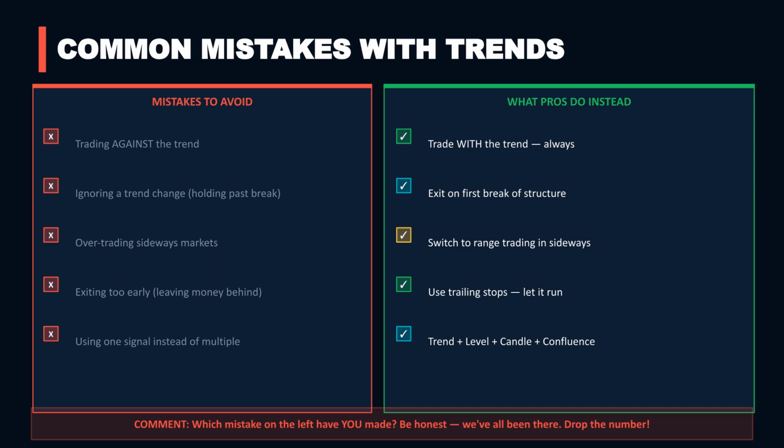Fourth mistake, exiting too early. A strong uptrend is running. You make money quickly, so you exit. Then price continues up for days. Fifth mistake, not combining everything. They identify a trend but don't use support and resistance levels. The pros? We combine everything. Trend plus level, plus candle, plus confluence. When all of them agree, we trade.